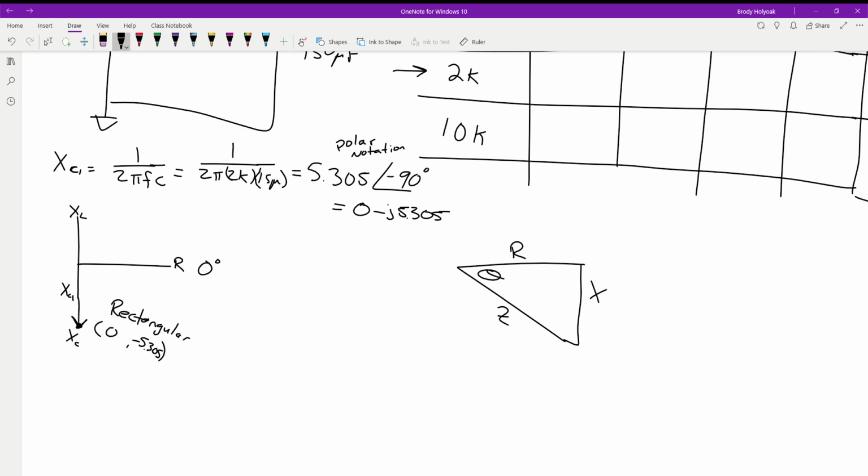Okay? So if we were to work backwards, let's say we have this value. We have our polar notation. We have this value. We have this value. We want to solve for our R and our X value, our real and our imaginary.